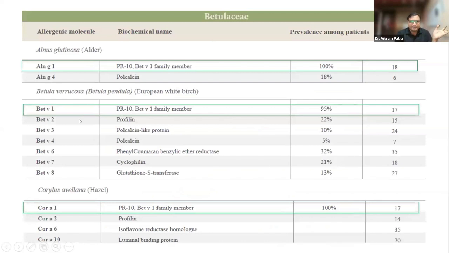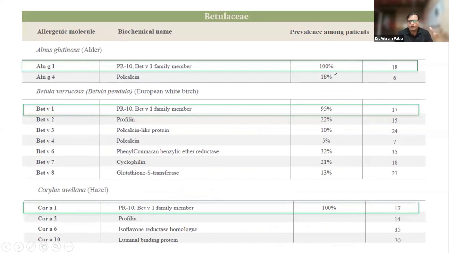Betulaceae, as we discussed, the Bet v 1, the PR10 Bet v family member, they are similar. The alder also, Aln g 1, and from the hazelnut, Cor a 1. So all these are similar homologous molecules, that is PR10. They are also called Bet v 1 family members. And you can see this is 95%.